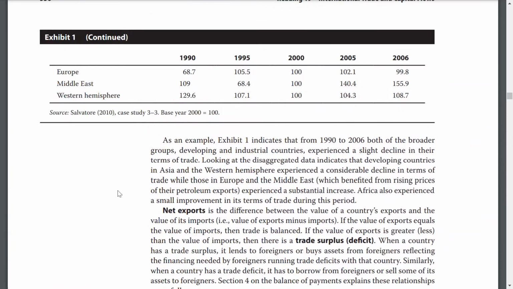As an example, Exhibit 1 indicates that from 1991 to 2006, both the broader groups, developed and industrial countries, experienced a slight decline in their terms of trade. Looking at this aggregate data indicates that the developing countries of Asia and the Western Hemisphere experienced a considerable decline in terms of trade, whilst Europe and the Middle East, which benefited from rising prices of petroleum exports, experienced a substantial increase. Africa experienced a small improvement in the terms of trade during the period.